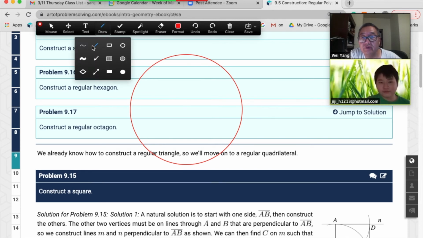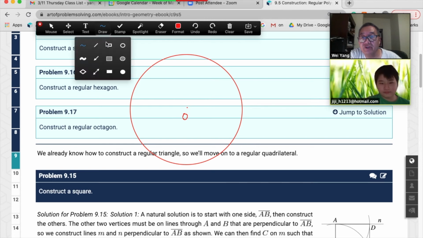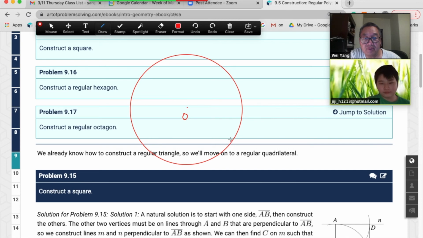So first we draw a diameter. Suppose this one is the center O. Then we draw a diameter that starts from here, passes through O, and intersects the circle. Suppose this one we call A, this one B. Now we use the compass with B as the center, and use the length AB, and draw an arc above O. Later we'll use A as the center for the other arc, with AB as the length.